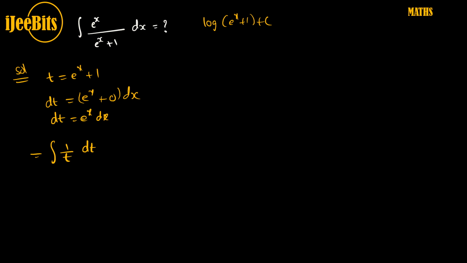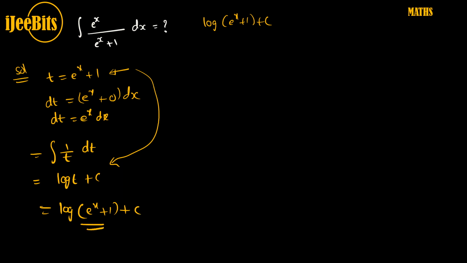Clear? Integral of 1 by t dt is nothing but what? Log t, right? Plus constant. What about t? t means e power x plus 1, right? So let's replace now. So log of e power x plus 1, plus c. This is the answer. Good. Very good.